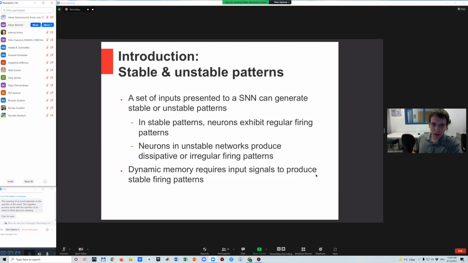Okay, so what exactly do I mean by stable patterns? Well, when you give a stimulus to a spiking network, there's three possible scenarios. The first is that all neurons will end up in a regular repeating firing regime. And this is what we refer to as a stable pattern. The other possibilities are that there's not enough activity to sustain further activity, in which case all the activity will die out over time. We refer to that as a dissipative pattern. And finally, the network might not converge to a stable pattern. So those latter two cases we refer to as unstable patterns. And these are important because you can't really use unstable patterns for memory all that well.